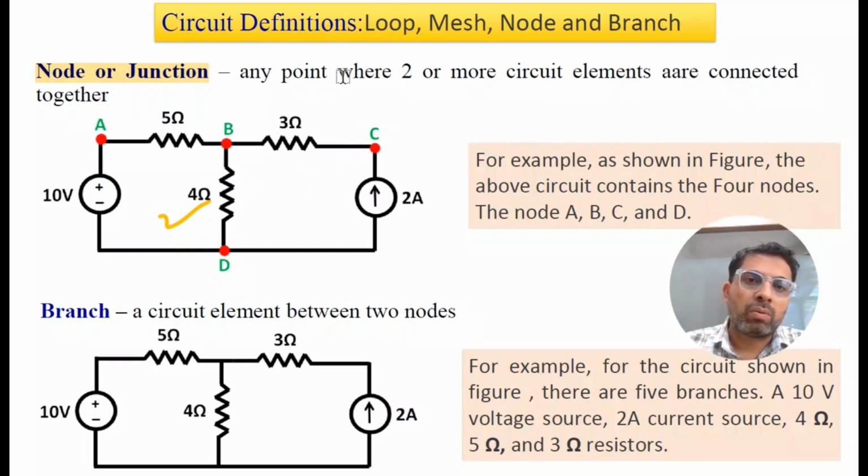Look, what is the definition I have told you? Where two or more circuit elements are connected. Now look at this point, where this element and this element are connected. Look at this point, this resistor and this resistor are connected. Now look here, this and this are connected. Now look at this D node, this 4 ohm and this current source are connected. So this is the node or junction. So in this particular diagram, how many nodes are there? A, B, C, and D.